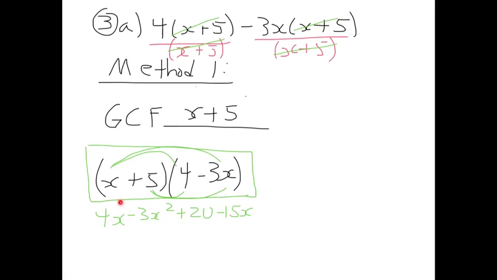Going to add some like terms here, the 4x and the negative 15x. That gives me negative 11x. Then minus 3x squared plus 20. And I'm just going to leave it at that. Okay. Do you notice a problem?